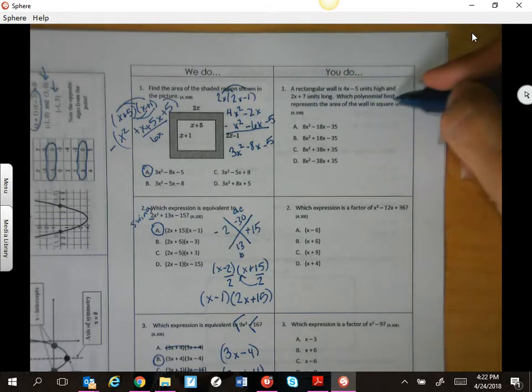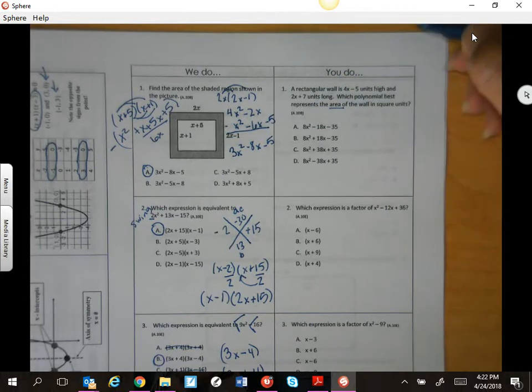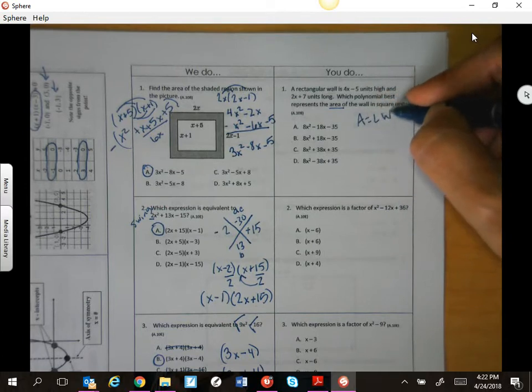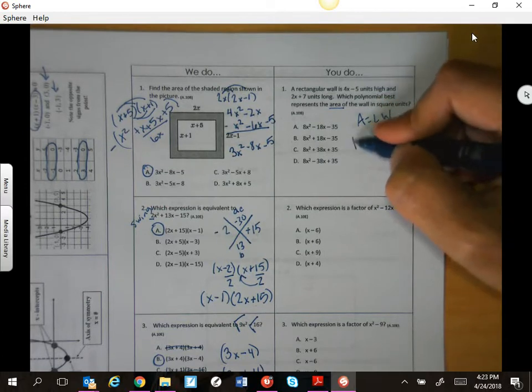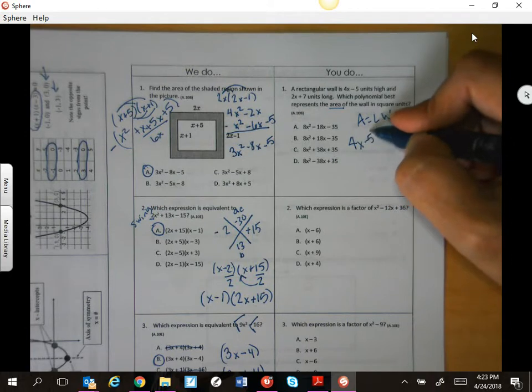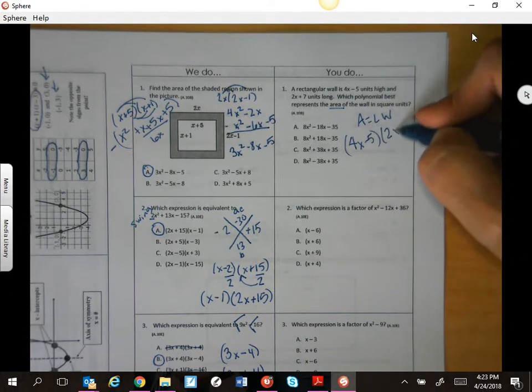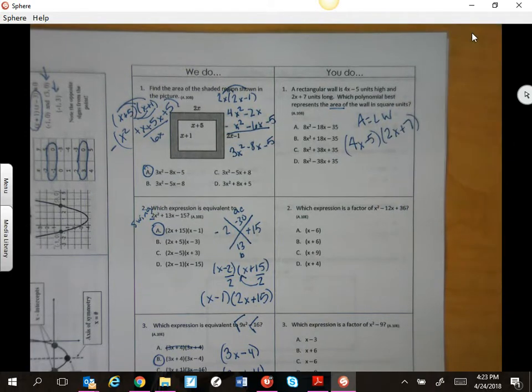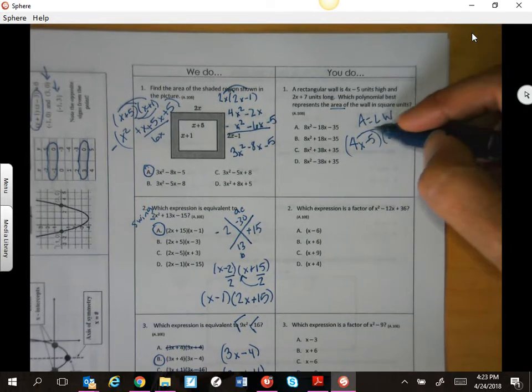Which polynomial best represents area? So we know area is length times width, so I have a length of 4x minus 5 and a width of 2x plus 7. If you wanted to draw a picture, you could do that as well. So we can use FOIL, we can use box.